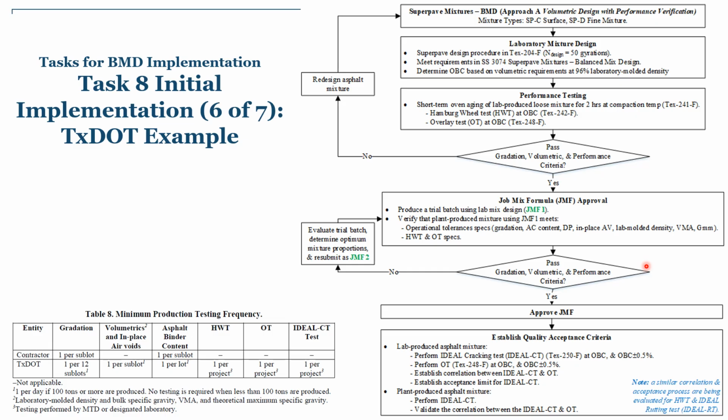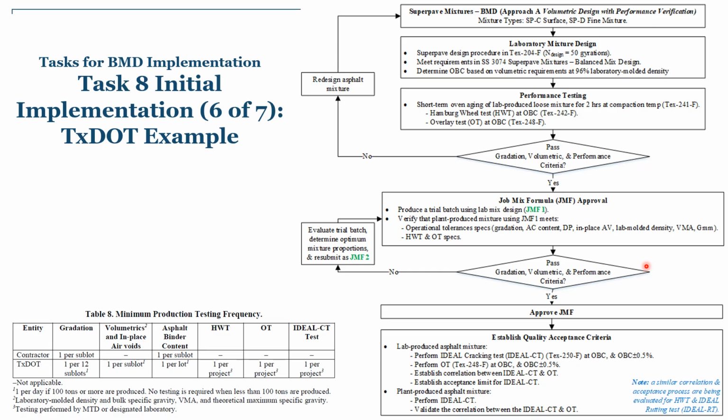To do that, they use the approved job mix formula, and they go back to the lab and reproduce the asphalt mixtures at the optimum binder content plus and minus 0.5%. So 3 different binder contents, and they establish that correlation, for instance, between the IDEAL-CT and the overlay test, and then they translate the overlay test requirements into the IDEAL-CT test requirement, and that becomes the acceptance limit for the IDEAL-CT. Now, before moving any further, they validate that relationship with a plant-produced asphalt mixture.